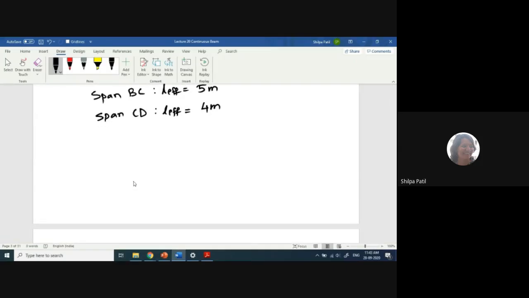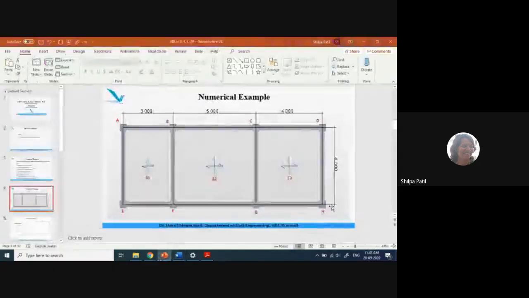So what is the next step now? Load estimation, or load calculations. As discussed earlier, the load coming on the beam will be from three sources. One is from the slab, second is from the wall above the beam, and third is the self weight of the beam. Okay, so let us come to the diagram now.